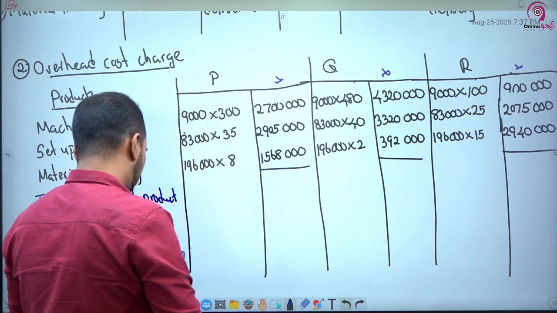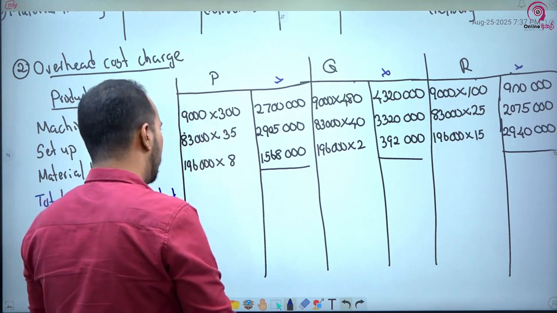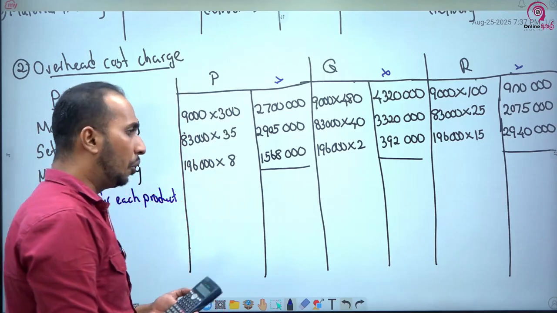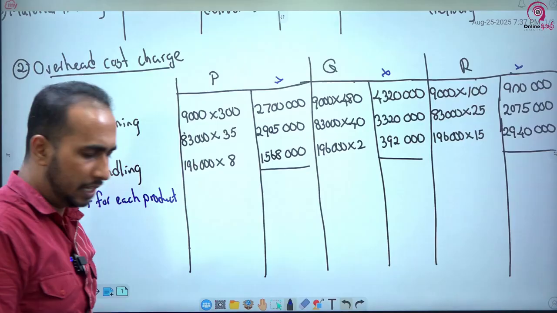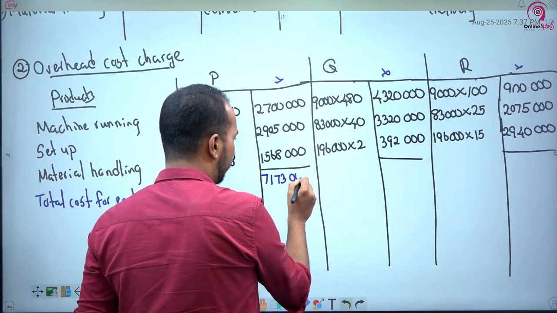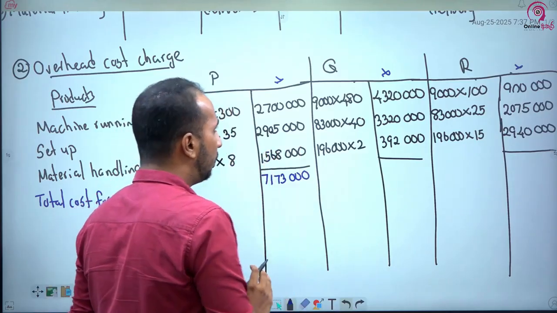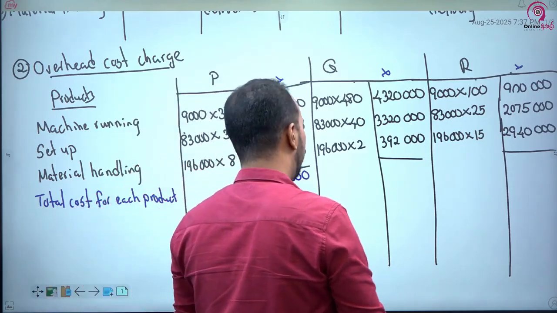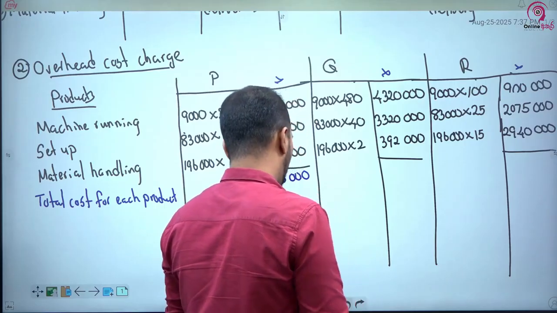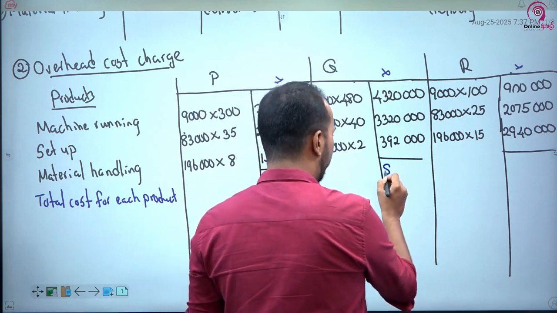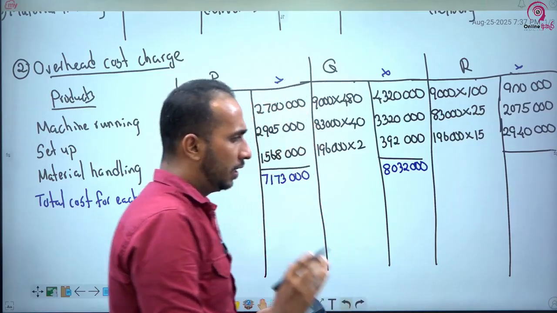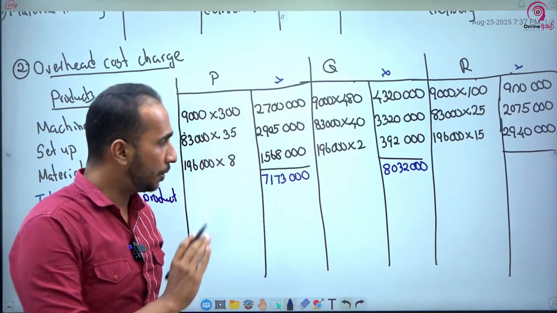When it comes to product P, 2.7 million plus 2,905,000 plus 1,568,000. The total is 7,173,000. In the same way, you can calculate for product Q. It is 4,320,000, then 3,320,000 and 392,000. Altogether it is 8,032,000.